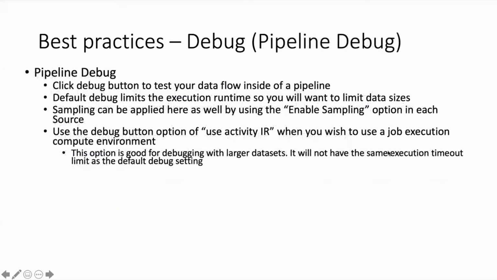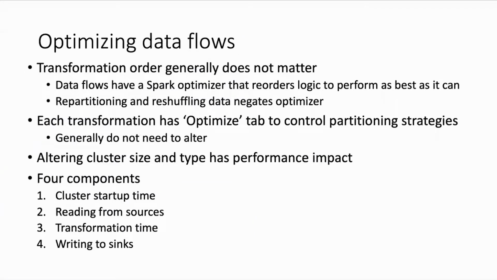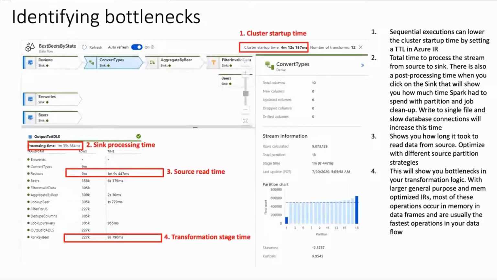For the pipeline debug, there are certain steps which I will skip because we only have 5 more minutes left, but we'll be sharing slides with you about the optimization. Similar to copy, you can identify the bottlenecks in data flows as well. We give you UI visual monitoring, so once you run this pipeline, you can find out the startup time of a cluster. You can reduce it by using TTLs, number one. Number two, you can find the processing time of the sink. If it's slow, you can improve it.